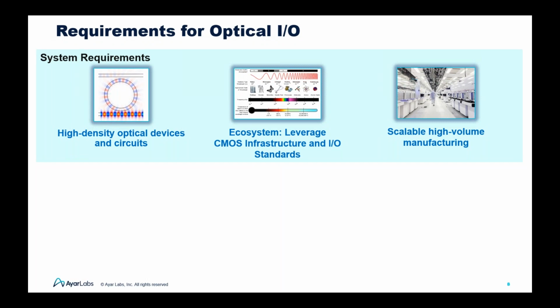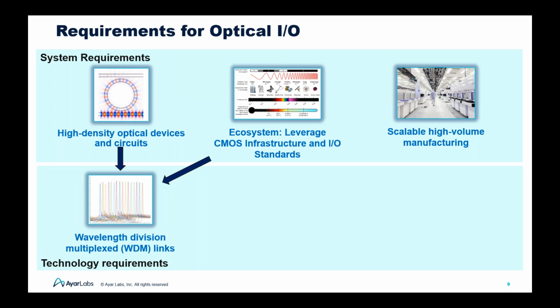To be able to do that, we need a couple of basically system requirements. First of all, we need to be able to build this optical in a very, very high dense form and as close as possible to the circuit, or if it's possible, monolithic. And also we need to have some kind of CMOS infrastructure and I/O standard as well. And while we are doing this, we need to have a very reliable manufacturing process as well.